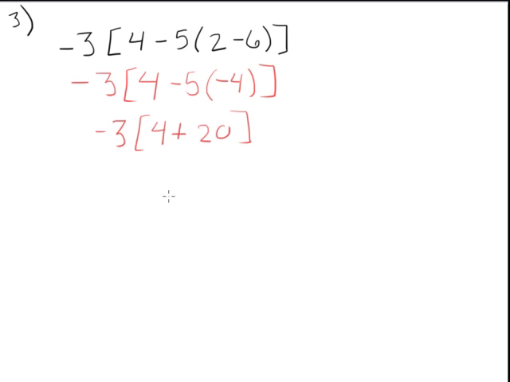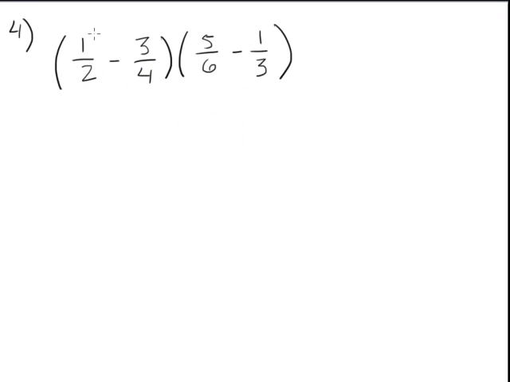Now we do the addition within the brackets. So 4 plus 20 is 24. Square brackets again. And then just do this multiplication. Negative 3 times 24, well, a negative and a positive will give me a negative. And 3 times 24 is 72. And that's the answer.